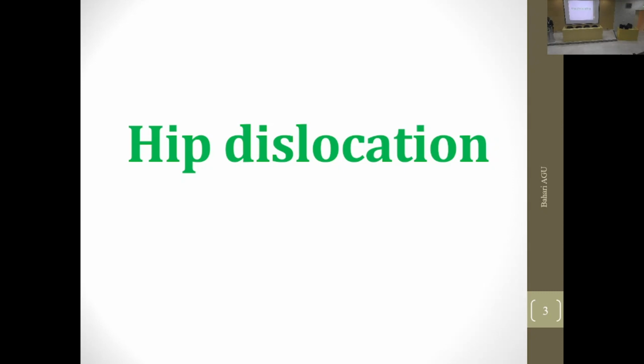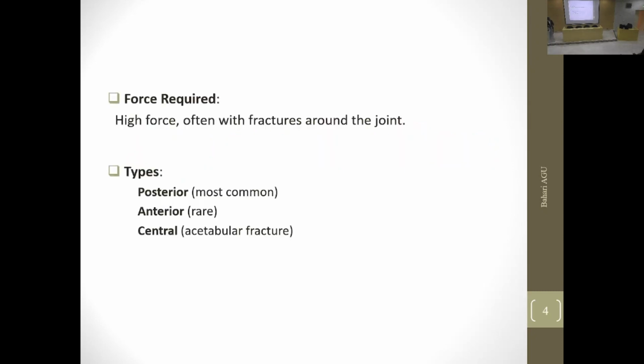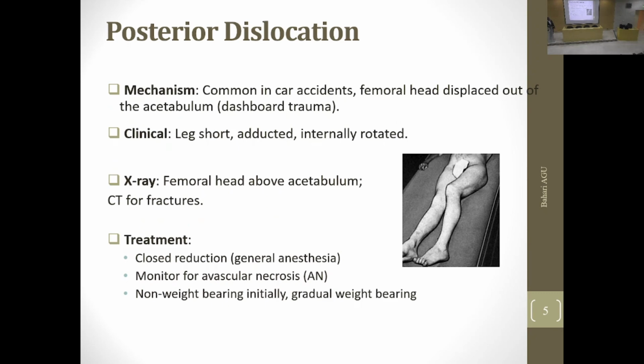One of the mechanisms of getting the hip dislocated is a dashboard injury. If the patient is sitting within his car and there is an injury and his knee hits the dashboard, then the hip will go posteriorly, and that will cause posterior hip dislocation. So we need high energy trauma here, and the types are posterior, anterior, and rarely central hip dislocation. This mechanism of injury is common in car accidents, the femoral head displaced out of the acetabulum, like in dashboard injuries as we talked.